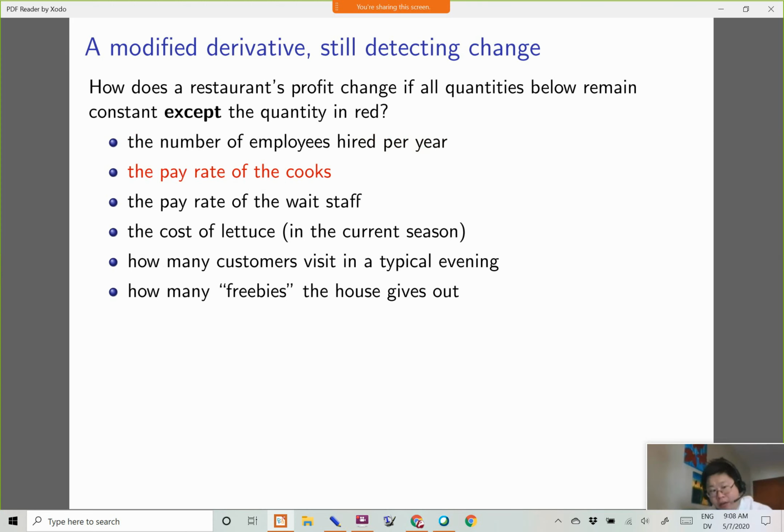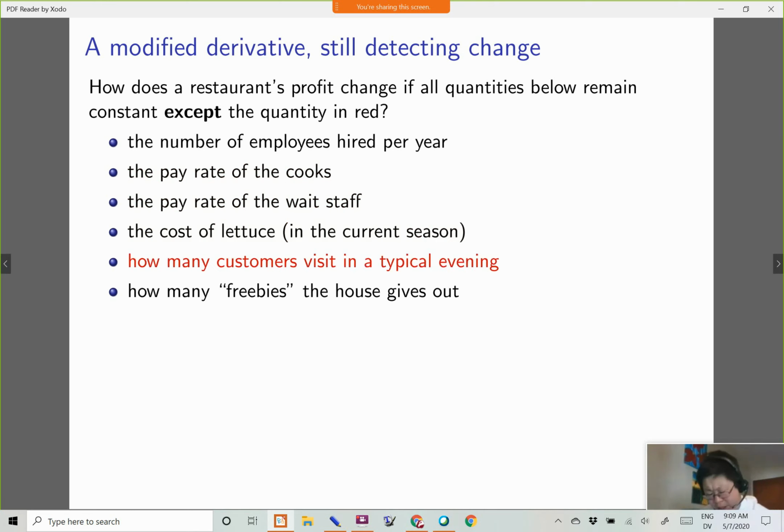You can imagine that if you pay certain employees more, that is going to lower your profit, right? Maybe it's the right thing to do, but it's going to lower your profit. You've got to think about, as a business owner, how much can I afford to do that? Or for example, same deal with the wait staff. The cost of lettuce, if that goes up, you can imagine that the profit goes down as well.